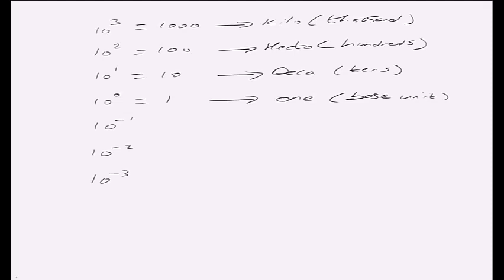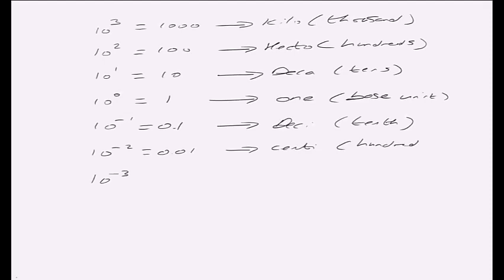And then we've got 10 to the minus 1, which means 0.1, being deci, which means tenth. And 10 to the minus 2 is 0.01, which means centi, which we write as hundredths.